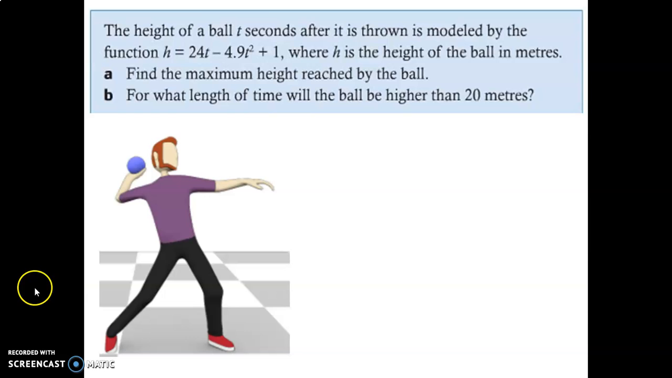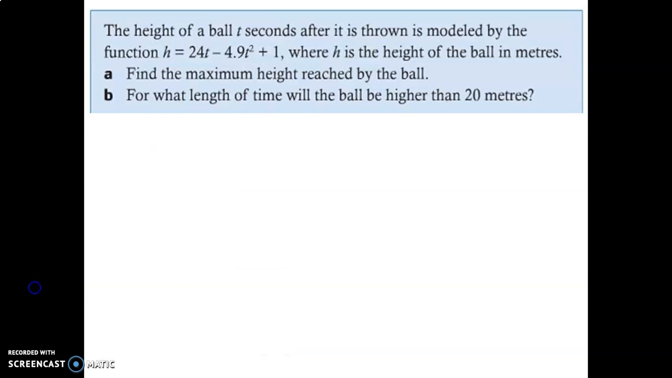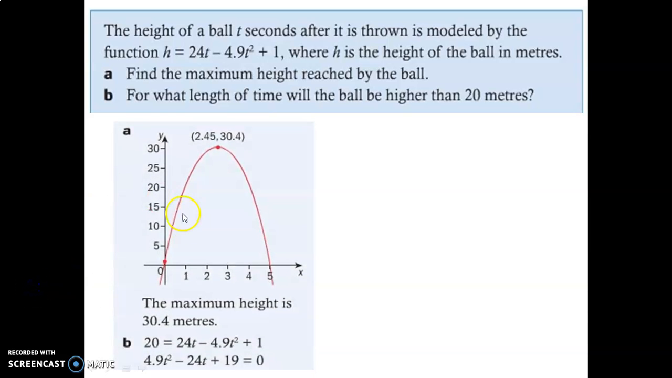Okay, try another one like that. Now let's check our work. So here's the parabola for that. We can see maximum height is here. And then it says, for what length of time will the ball be higher than 20? So we set the equation equal to 20. We're saying if you drew a line y equals 20 across there, you would have when the ball is above that line. So I should add that line here.